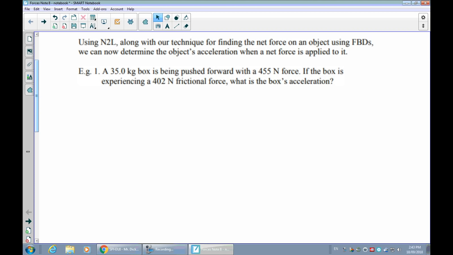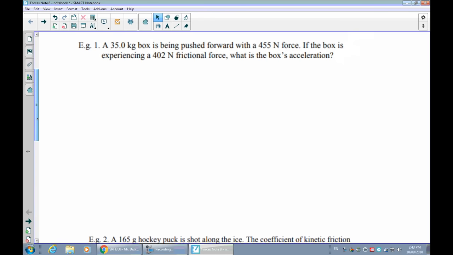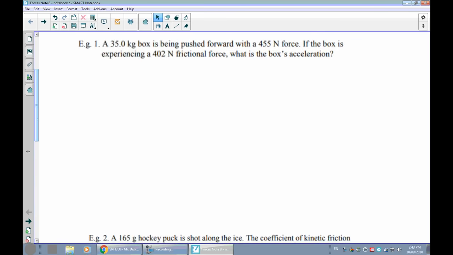So our first example is just a 35 kilogram box being pushed forward with 455 newtons of force, and the box experiencing 402 newtons of frictional force. We want to find its acceleration. So with all of these questions, as you can probably guess from the title of the note, we're going to draw some FBDs to first organize our forces.